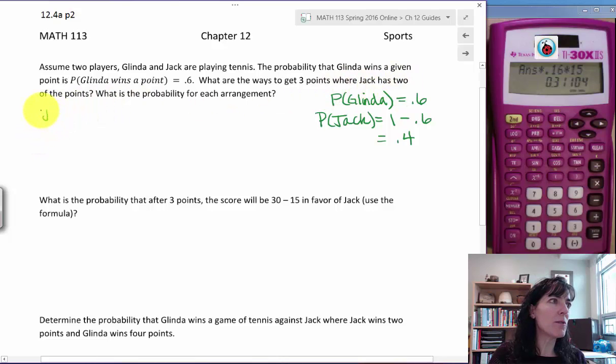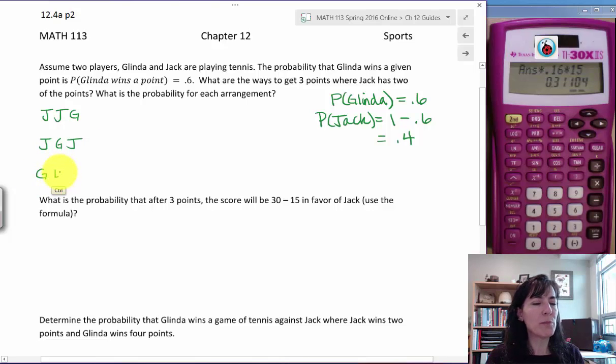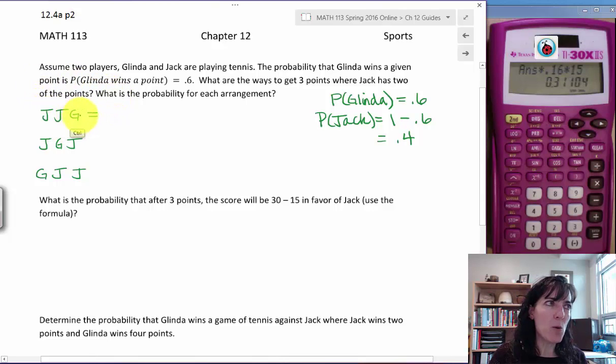Well, Jack could win the first point, the second point, and then Glinda could win the third. Or Jack could win the first, Glinda could win the second, Jack could win the third. Or Glinda could win the first, Jack the second, and the third. When I have events that are one following the other, I need to multiply the probabilities because I want this whole arrangement, Jack, Jack, Glinda, like that. And so to do that, I just multiply the probabilities for each of the individual events.